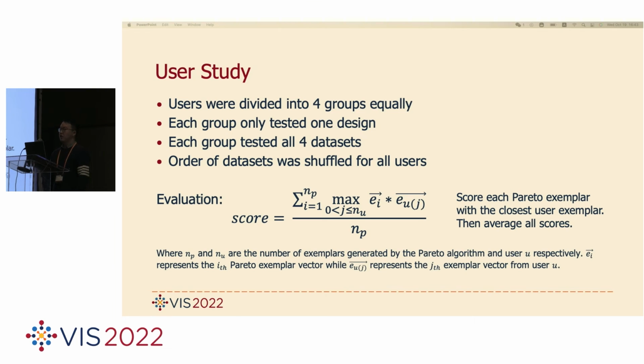Given terminal exemplars and constraints in each data set, users were asked to find 7 to 10 exemplars in each data set. And we evaluated users' choices by comparing with the algorithm-generated exemplars. Here is the evaluation formula. For each user, we pick every exemplar from the Pareto algorithm and find the most similar one from the user selections. The similarity is measured by dot product, and the mean value is used to evaluate the quality of user-selected exemplars.